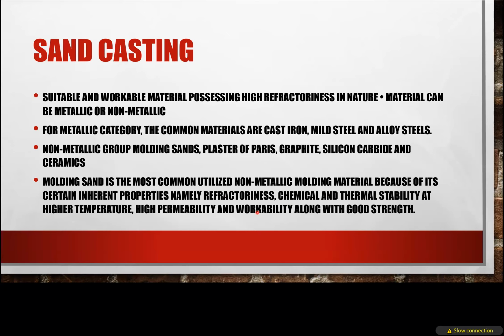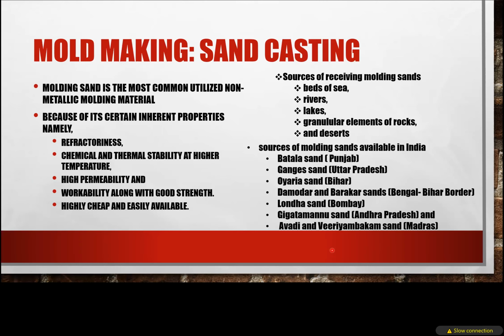Generally we need these properties for the casting process of a material when you are preparing the mold. So sand has these properties: refractoriness, chemical and thermal stability at high temperature, high permeability, and workability along with good strength. So these are the properties why we are using sand as the casting material.